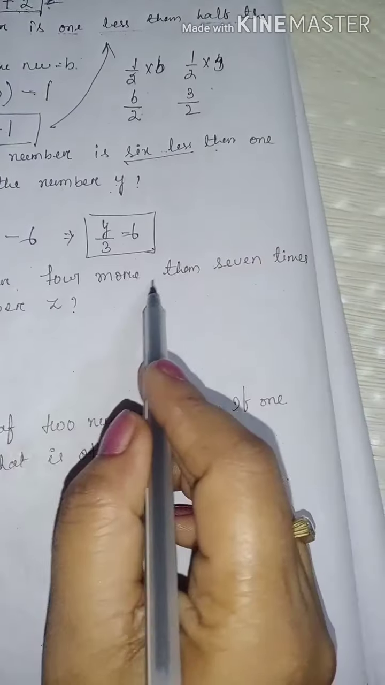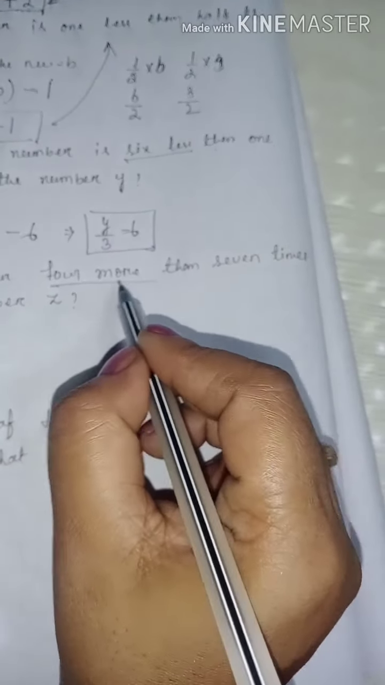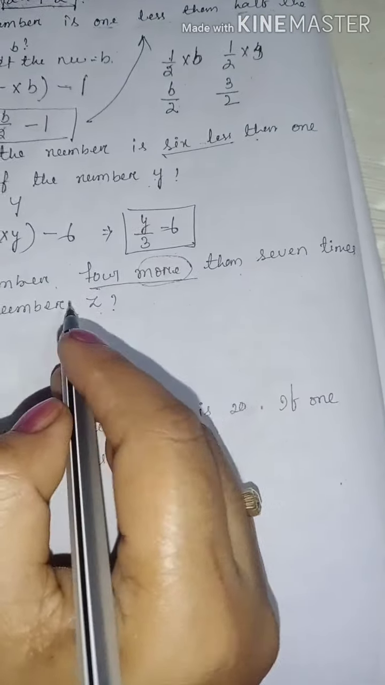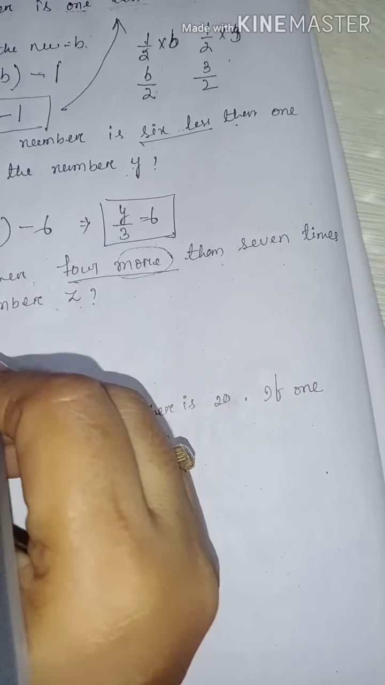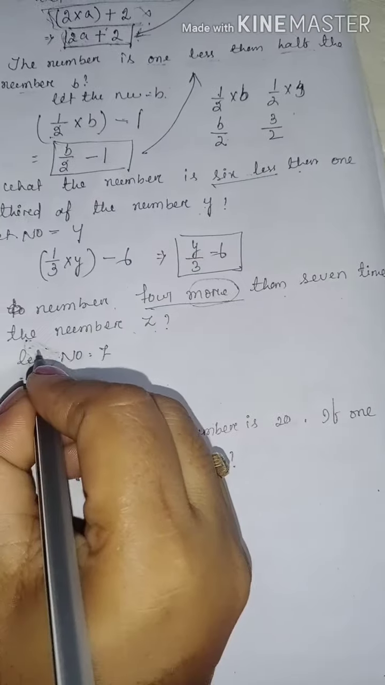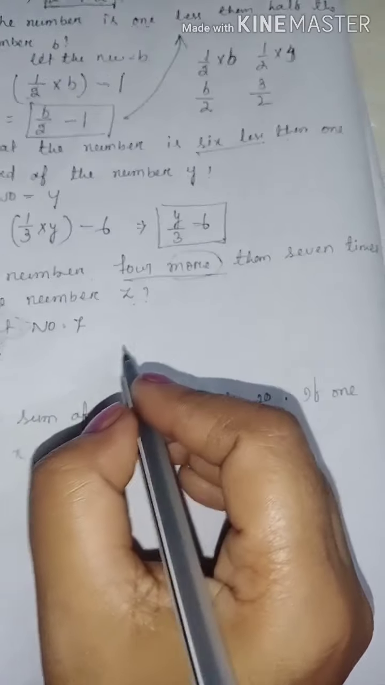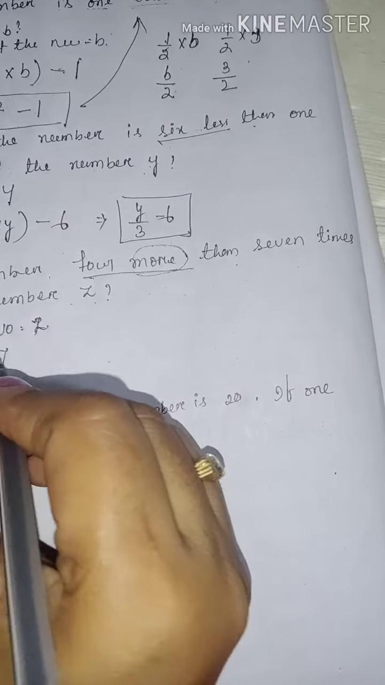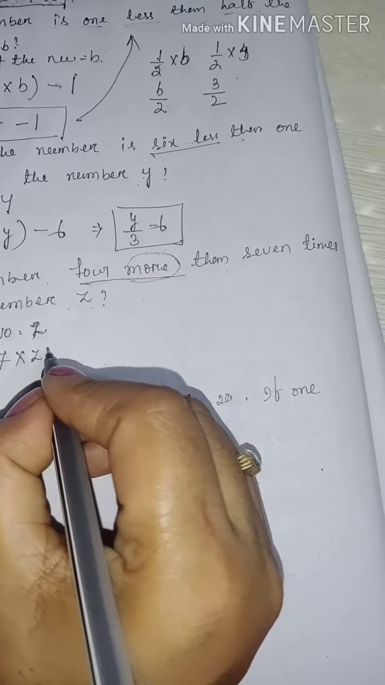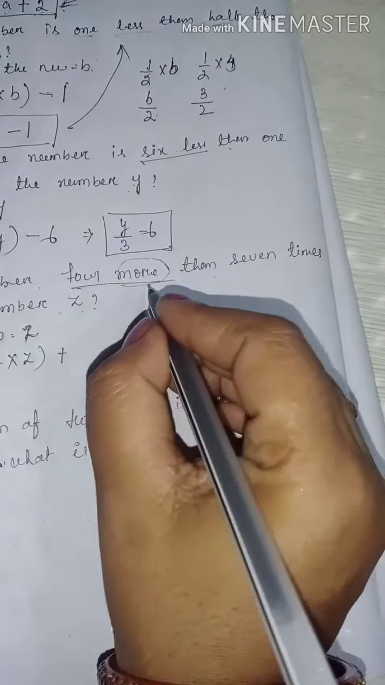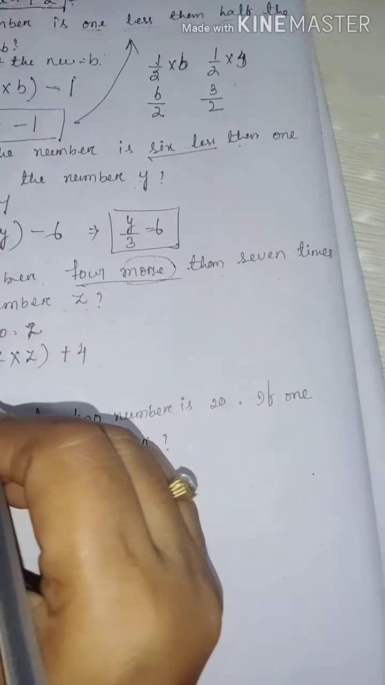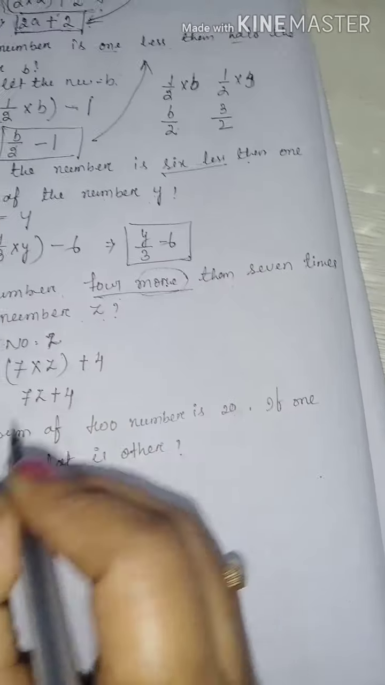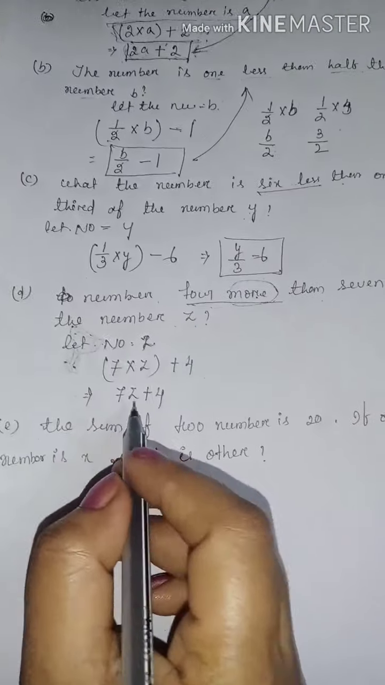Okay, next. The number 4 more than 7 times the number z. 4 more means plus 4. Let the number be z. Now 7 times means 7 into z. 7 into z plus 4 more means plus 4. That is equal to 7z plus 4. Got it? This is the answer.